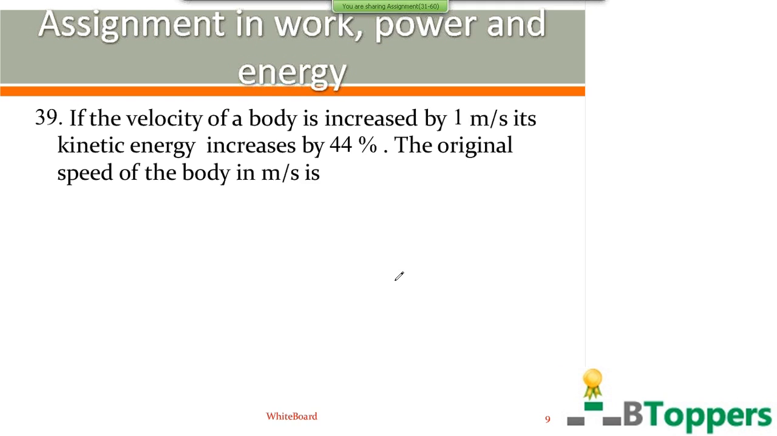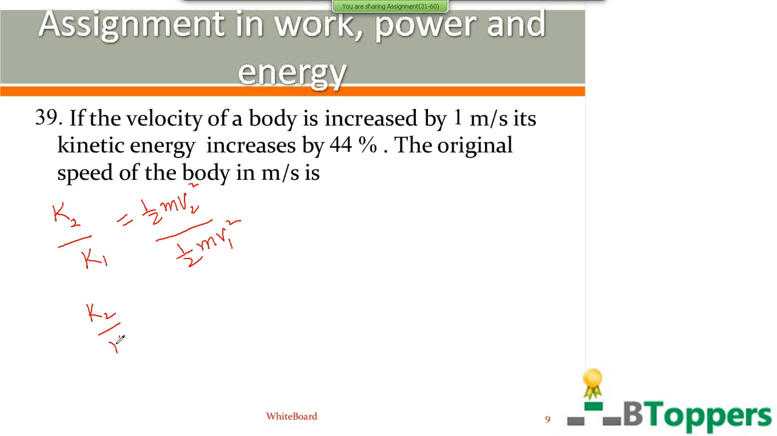See question number 39. The velocity of the body is increased by 1 meter per second. Kinetic energy increases by 44%. The original speed of the body in meter per second is? So let V1 denote the original speed and V2 the new speed. Let K1 denote the original kinetic energy and K2 the final kinetic energy. So K1 you can write as half m v1 square, K2 is equal to half m v2 square. m is the mass of the body, which is a constant.